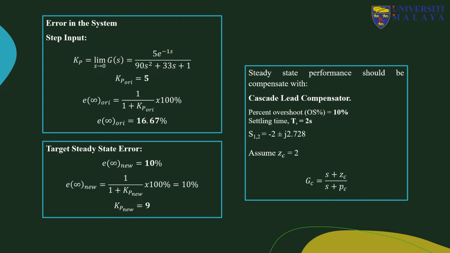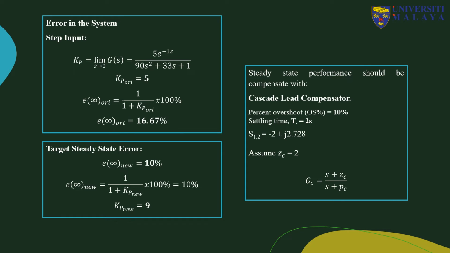Then we calculate the error in the system on the process transfer function by using a step input. The error that we calculated for the system is 16.67%. So our target is to minimize the error to 10%. So the new Kp we should get is about 9.